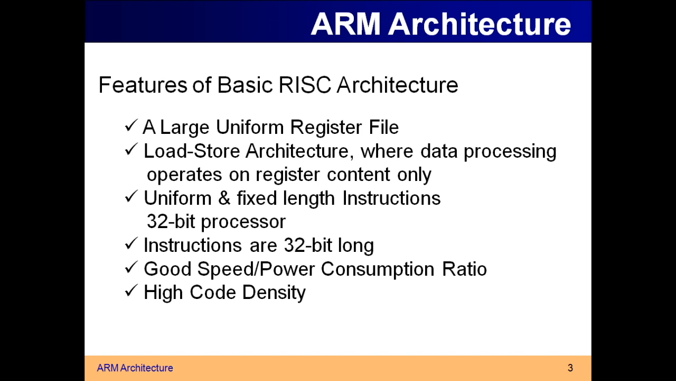So the first and important feature of a basic RISC machine is that it will have a large uniform register file. It will have a collection of registers where all the registers have the same width. That means whatever data you store in each register, the size of the data will be fixed. In the case of the ARM processor, it is a 32-bit processor, so it can handle 32 bits of data. All the registers will be 32 bits each. Then the next feature is the load store architecture.